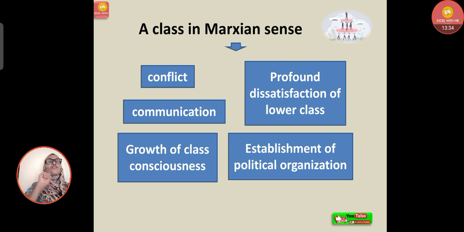Fourthly, profound dissatisfaction of the lower class over its inability to control the economic structure of which it feels itself to be the exploited victim. Lastly, establishment of a political organization resulting from economic structure, historical situation, and maturation of class consciousness.